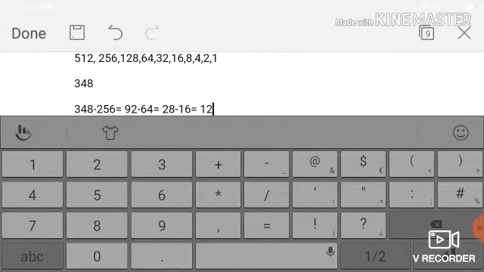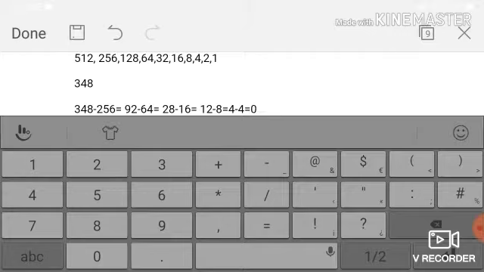So we're going to find the digit that is less than 12, which is 8, so 12 minus 8 is equal to 4. Then we're going to find the value equal to this, which is 4. 4 minus 4 is equal to 0. So we used 256, 64, 16, 8, and 4.